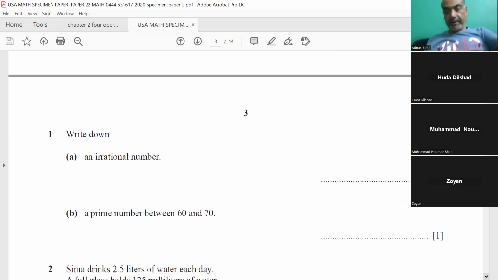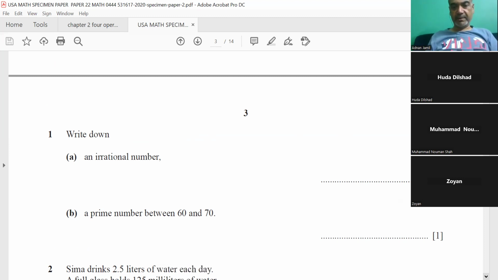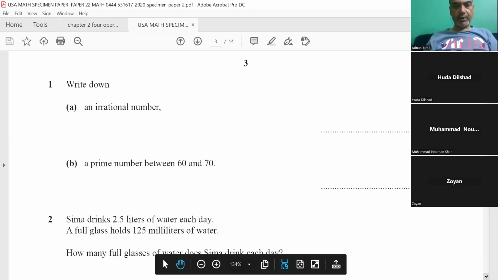And remember, this paper I sent you, right? Can you all see the paper now, which I'm showing you? Write down an irrational number, a prime number between 60 and 70. If anyone can tell me on the chat. Yes, okay. All right. I got the messages also.